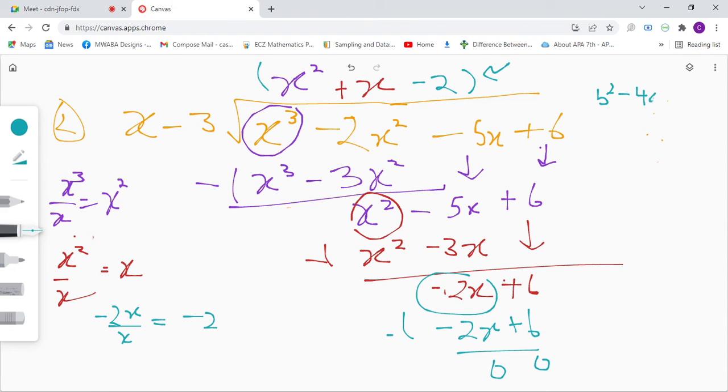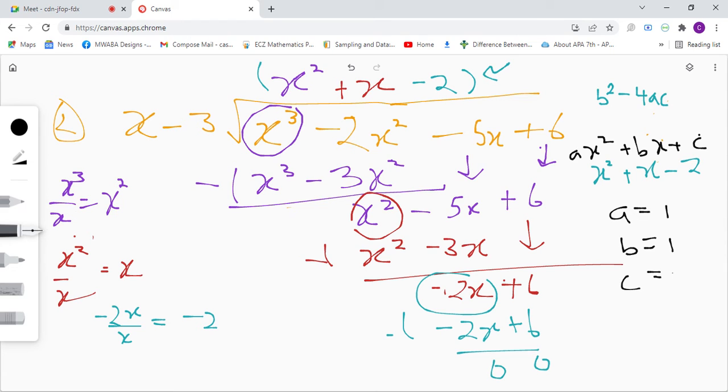So b squared minus 4ac. Let's look at the expression here. We have x squared plus x minus 2. We're going to write the standard form of a quadratic equation, which is ax squared plus bx plus c. So let's determine our a, b, and c. Remember, a is the coefficient of x squared. What is our coefficient of x squared here? It is 1. B is the coefficient of x. What is our coefficient here? 1. C is our constant. Our constant is negative 2.